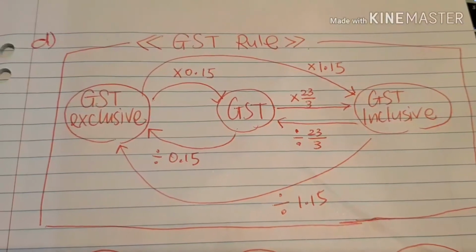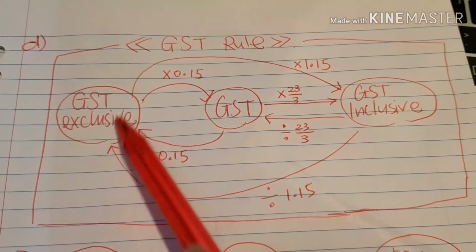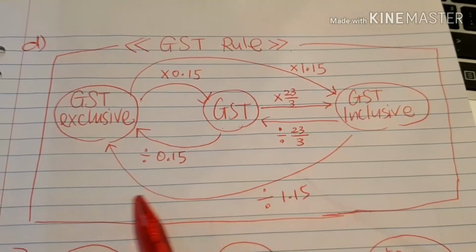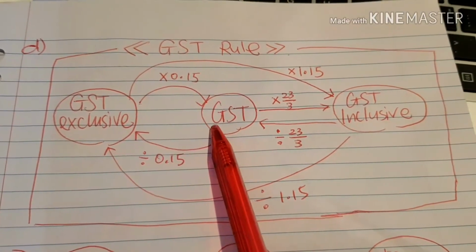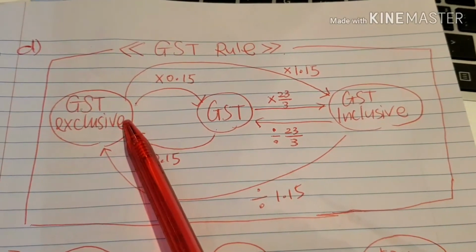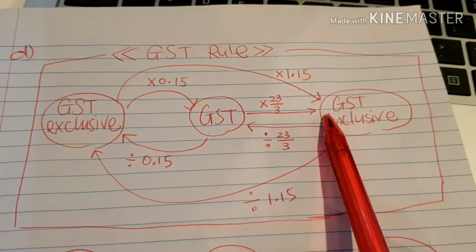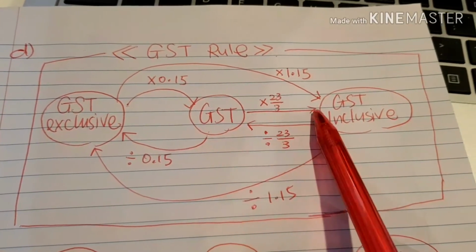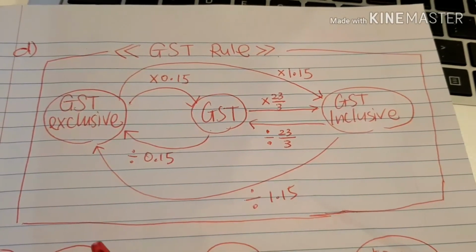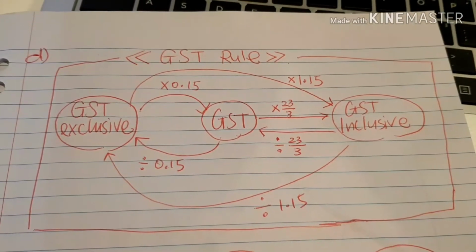Right, remember, this is the GST rule. So if I start with exclusive, going to inclusive, I need to multiply by 1.15, vice versa divide. If I want to calculate the GST tax, multiply by 0.15, backwards I divide. From the GST tax to get the GST inclusive price, multiply by 23 over 3, going backwards is just dividing. Okay, so this was the rule to follow. Let's see how we can follow the rule for this one.